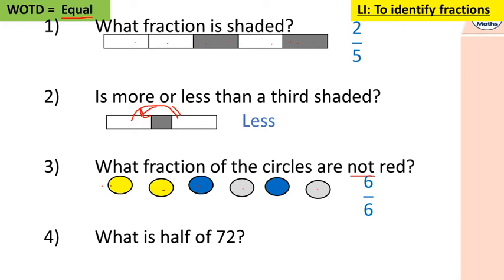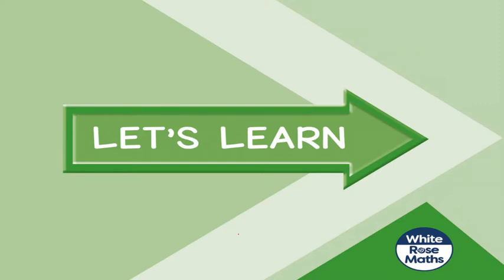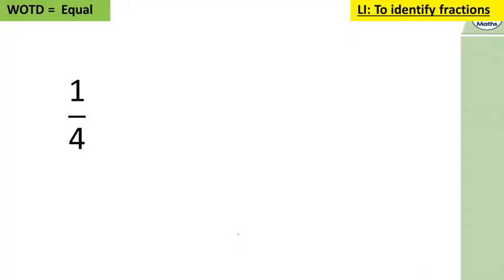Okay, the next one is, what is half of 72? So that just means 72 divided by 2. So how many 2's in 72? 2 times 36 is 72. So well done if you got those answers. Let's move on to our fractions for today.